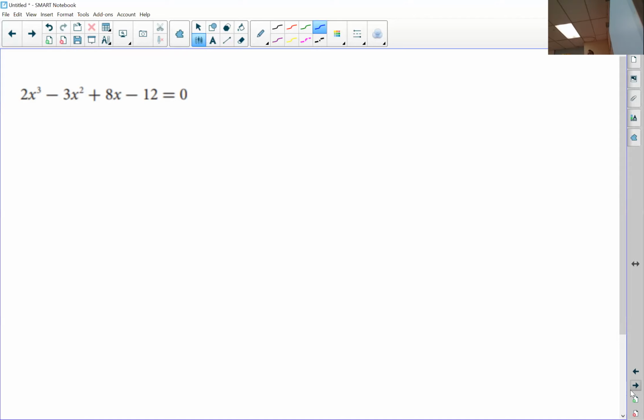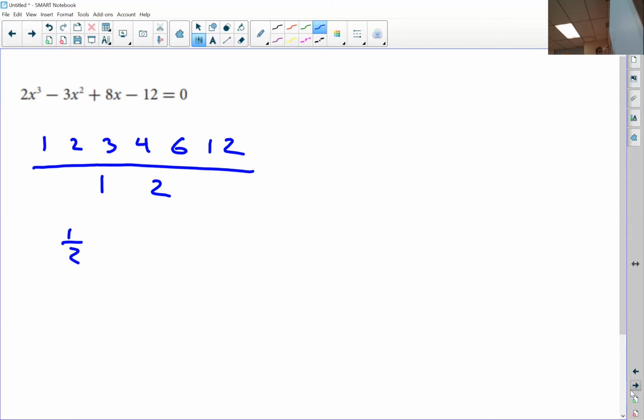Well, remember, I take the constant term, factors of the constant over factors of the coefficient. So I know 1 over 1, 2 over 1, 3 over 1, 4 over 1, 6 over 1, 12 over 1 are not good for me, right? Why? Because I have no nice pretty roots. So I'm looking for the fraction roots. 1 over 2, 2 over 2 is 1, 3 over 2, 4 over 2 is 2, 6 over 2 is 3, 12 over 2 is 6. So I'm looking at these two.